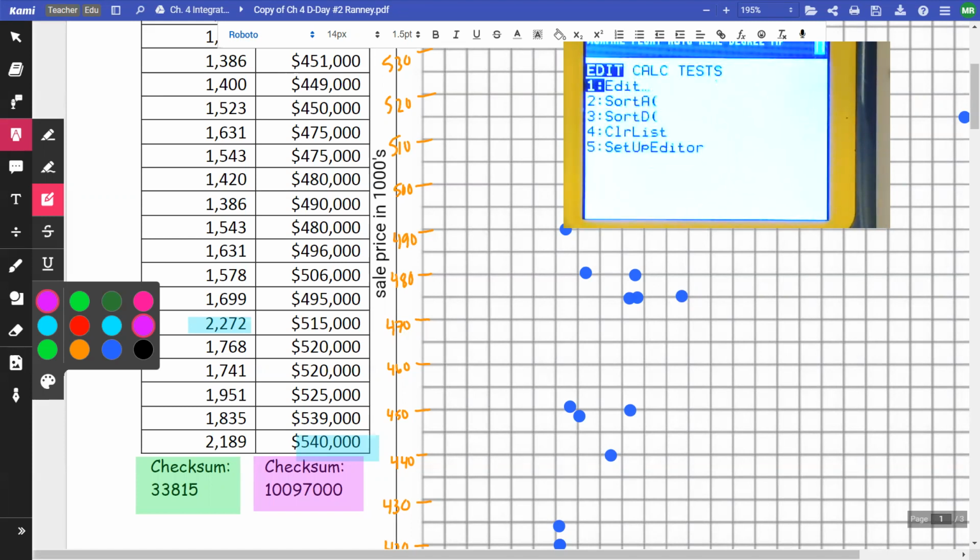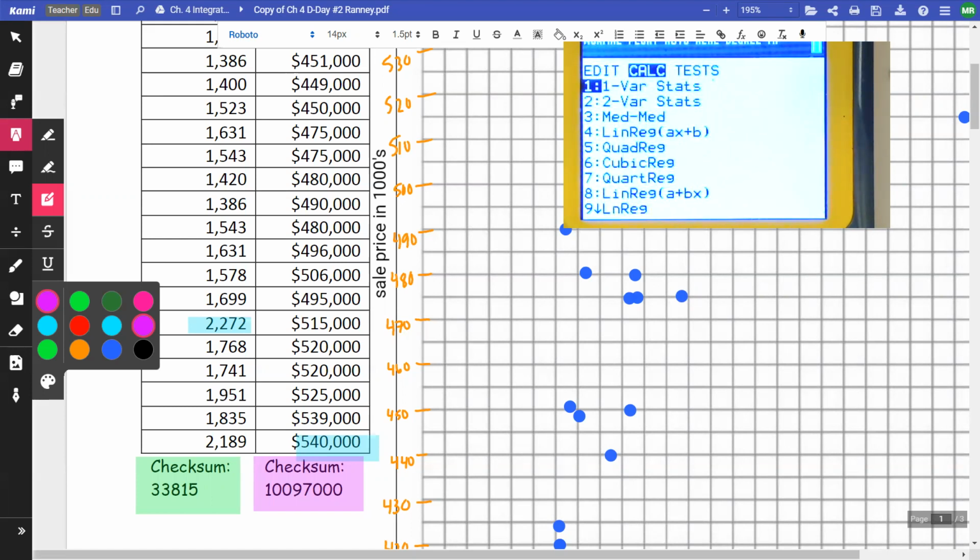So I'm going to go back to stat. This time I'm going to go to calculate again, but I want number 4. Okay, number 4, linear regression. Okay, so got my L1s, my L2s. Right here, I'm going to stop. I'm going to store. So I'm going to go the green alpha button and the trace button. I'm going to put my y1, and it's going to save this in my y's for me.